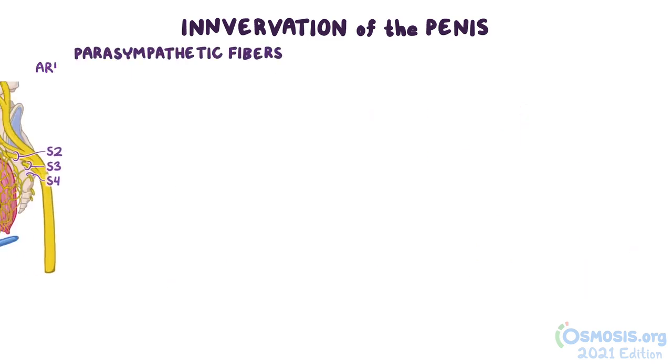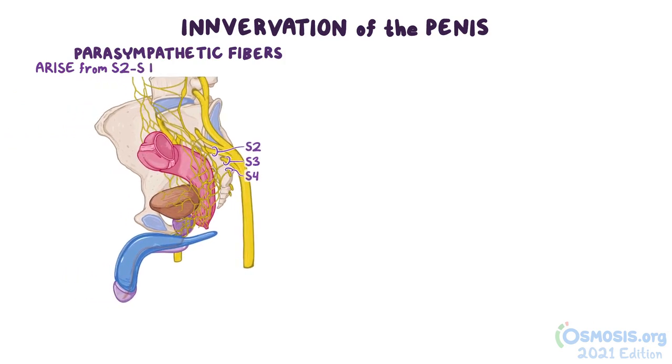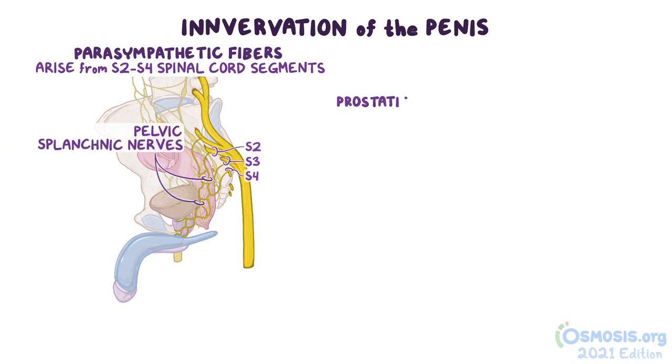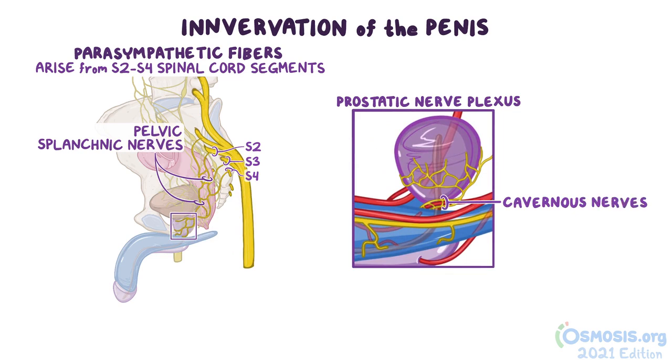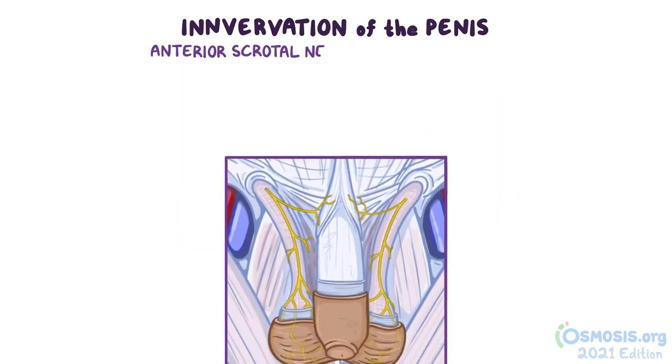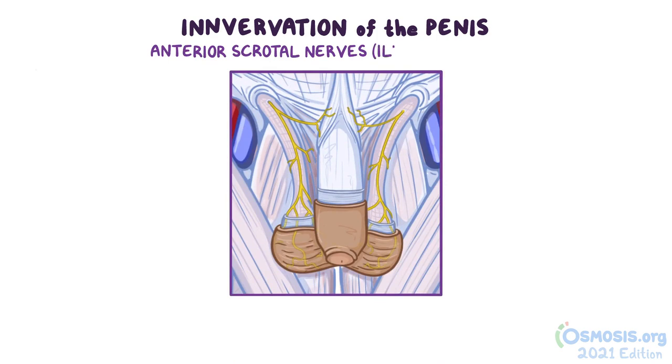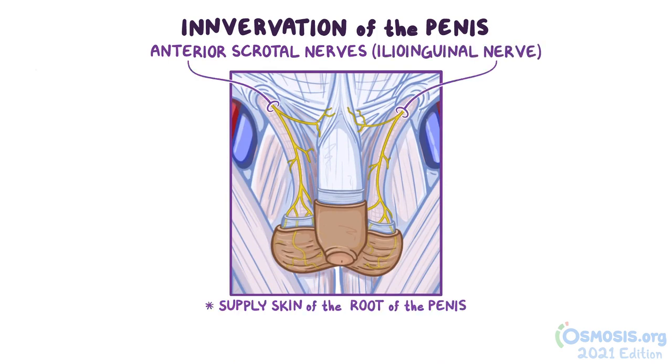Parasympathetic fibers arise from the S2 to S4 spinal cord segments, but they pass through pelvic splanchnic nerves to the prostatic nerve plexus. Here, they form cavernous nerves, which innervate the helicine arteries of the penis. Finally, the anterior scrotal nerves, which are branches of the ilioinguinal nerves, supply the skin of the root of the penis.